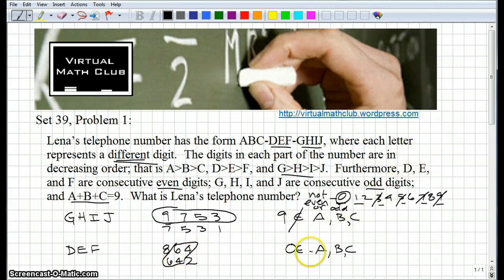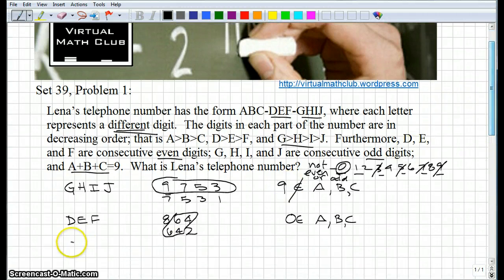So let's look at A, B, and C. We know that A plus B plus C has to be 9. And we know that 0 has to be in A, B, C. And since they're in decreasing order, a lot of information to keep track of here, they're in decreasing order, so this has to be 0. So basically then we have A plus B is equal to 9.